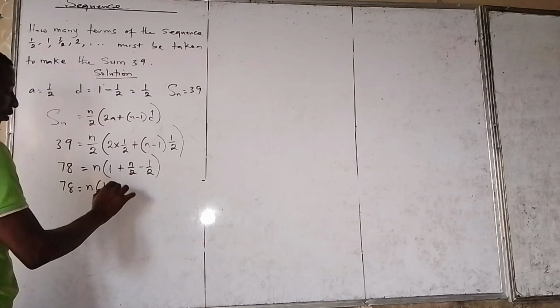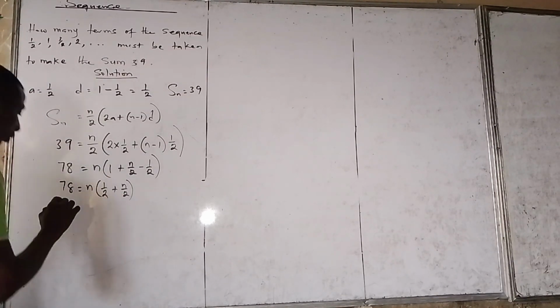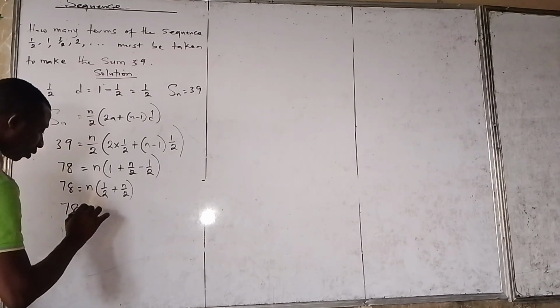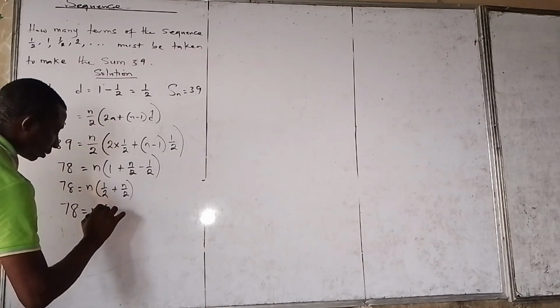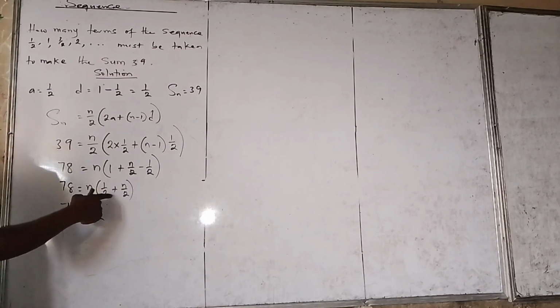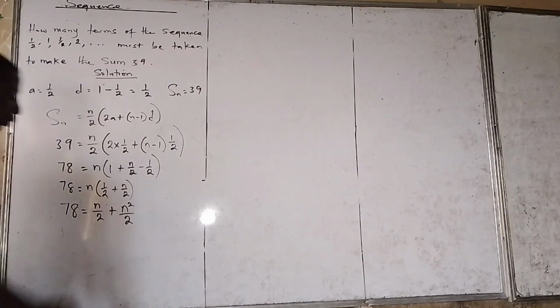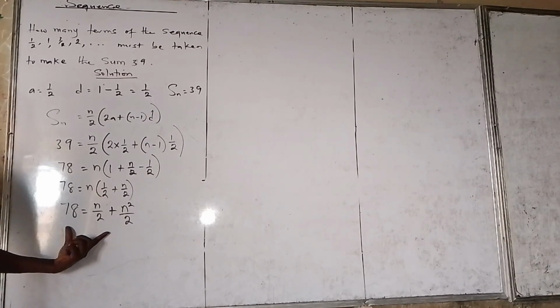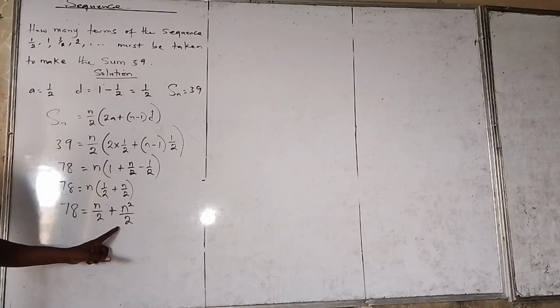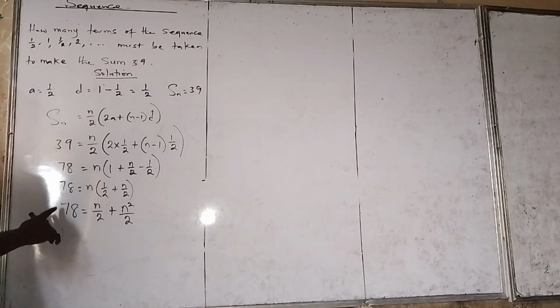So we now have plus n over 2. Okay, so you can open the brackets here. So we have 78 equals n open bracket, or you open the bracket, you have n over 2. So n times half is n over 2. N times n over 2 gives you n squared over 2. Alright, we still have the fraction, so we can clear the fraction. So we multiply the equation by 2, so you multiply each of them by 2.